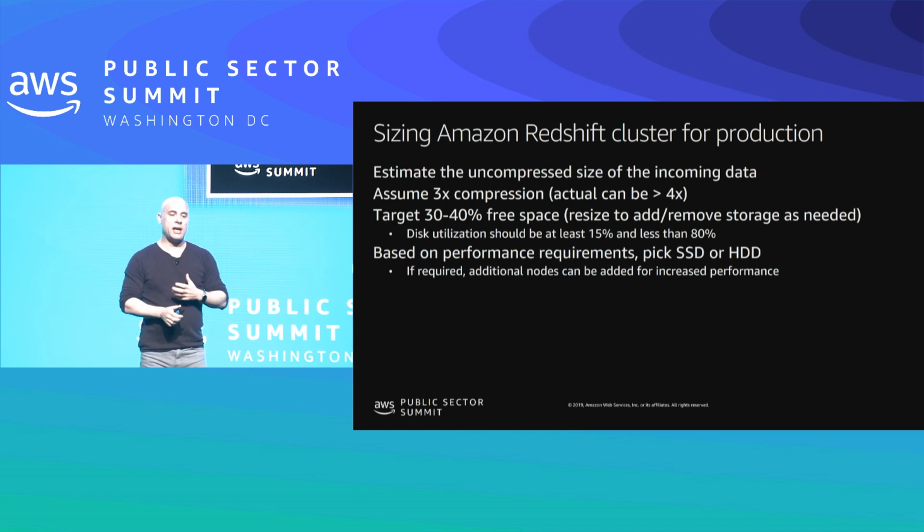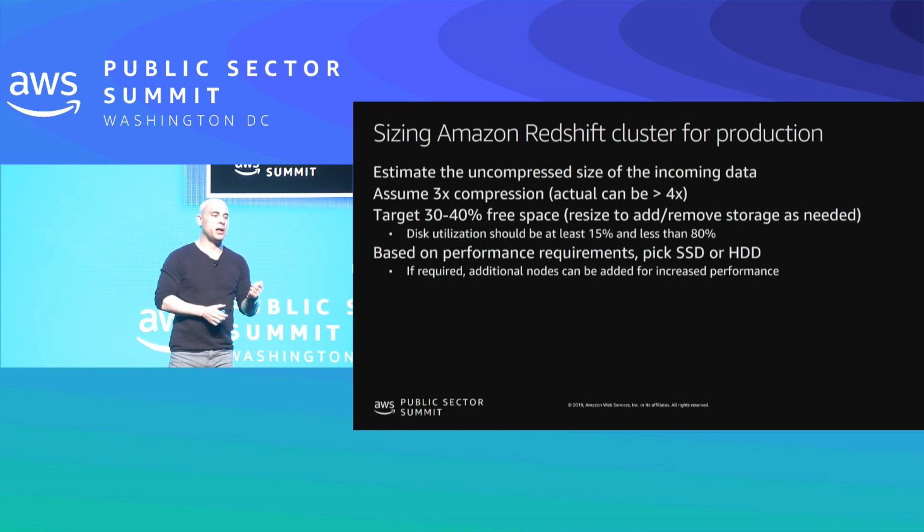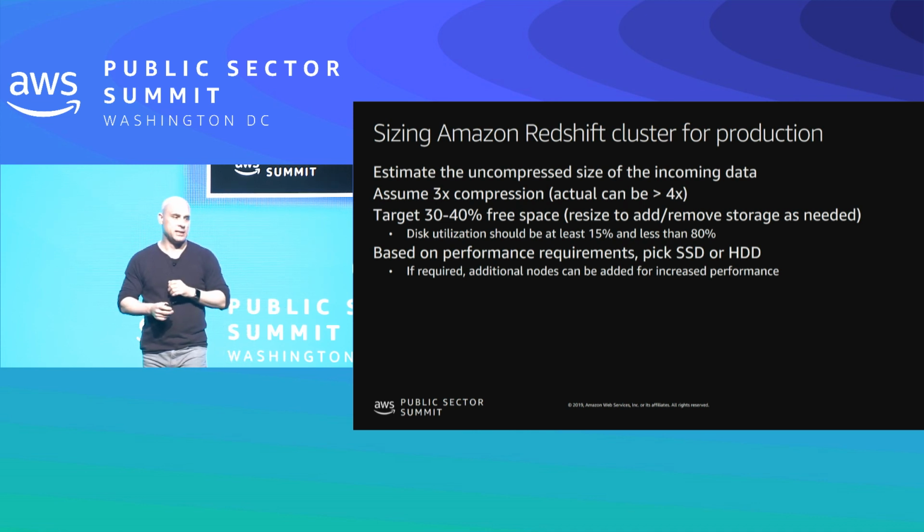So when sizing an Amazon Redshift cluster, I always recommend starting with how much uncompressed data you have in your legacy system. Assume you're going to get a 3 times compression ratio in Redshift. It's probably going to end up being closer to 4 times, but I think 3 is a good rule of thumb to start out with. And target having around 30 to 40% free disk space. We usually always recommend keeping it under 80% as the red line. And then pick HDD or SSD depending on what kind of performance you require. If you're coming from a high performing legacy system, you obviously want to pick the SSDs.